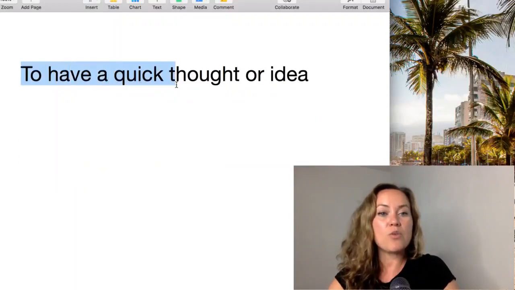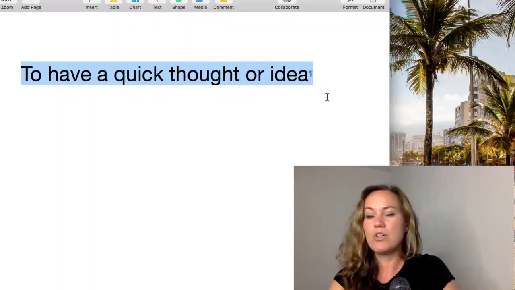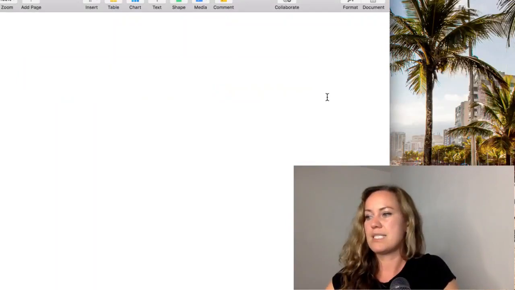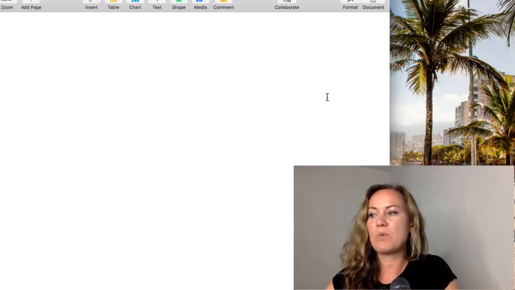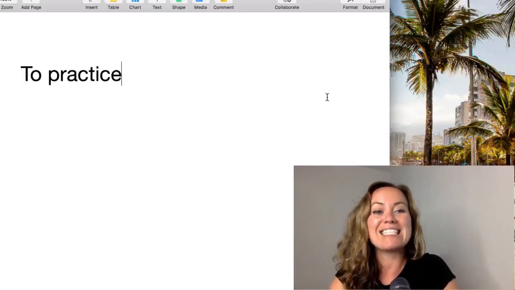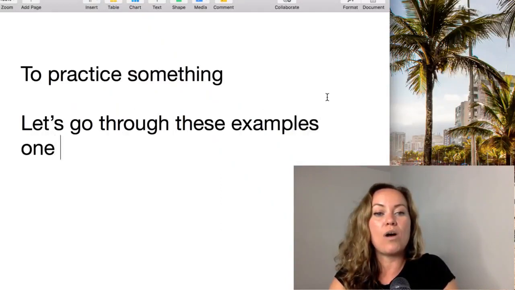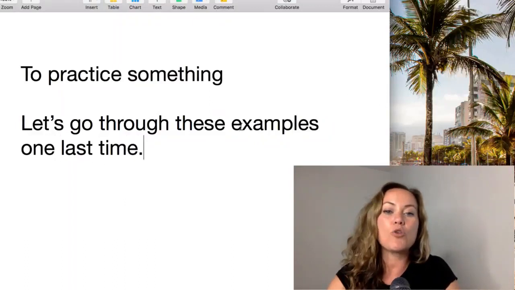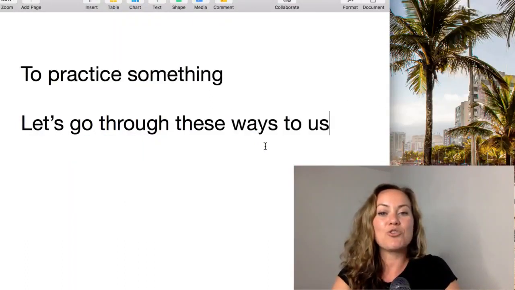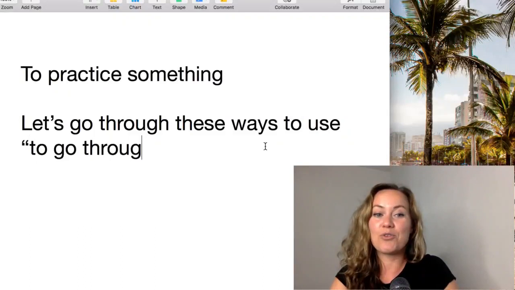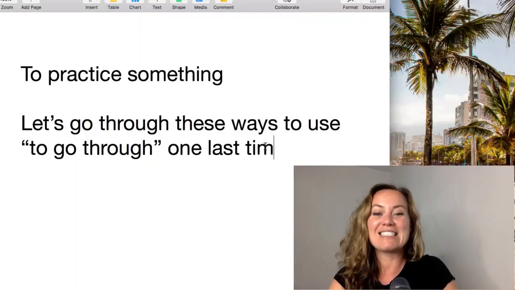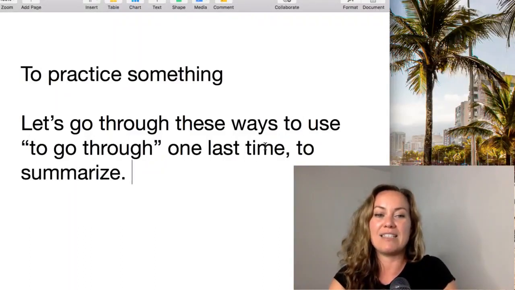Okay, let's look at another way to use to go through. This is the last way, okay? And then we have some related words and phrases. So we'll end with a little bonus, but to go through can also mean to practice something. So let's go through these ways to use to go through one last time to summarize.